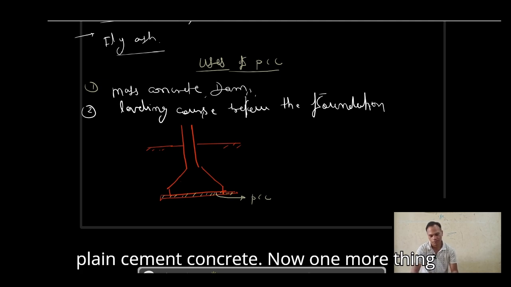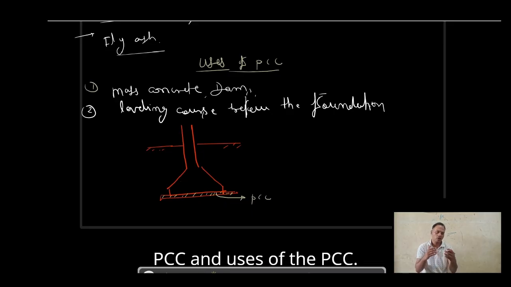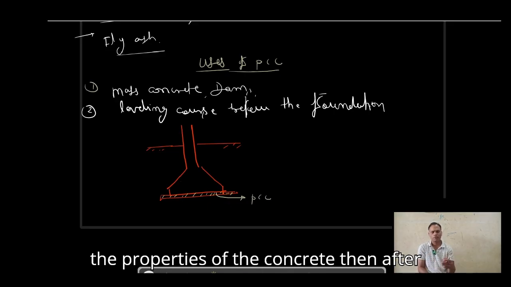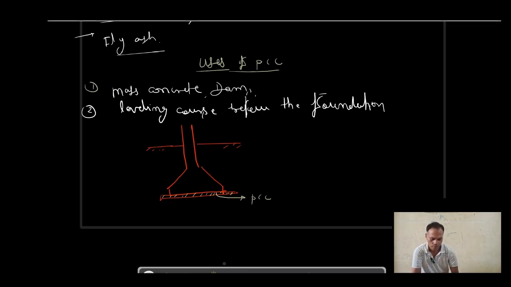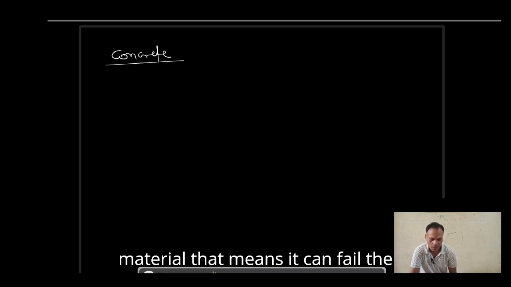Plain cement concrete. So now we understand what the PCC is and the uses of the PCC. Now I'll explain the properties of the concrete, and after that we'll go into the details of the RCC. So do you know the concrete? We know that the concrete is a brittle material. That means it can fail suddenly. We will see it later.